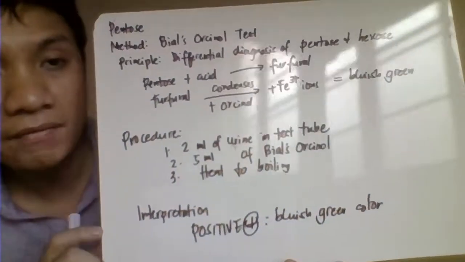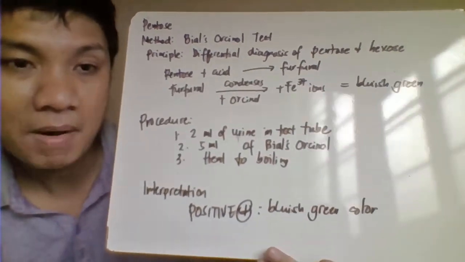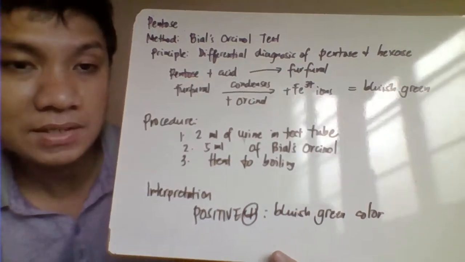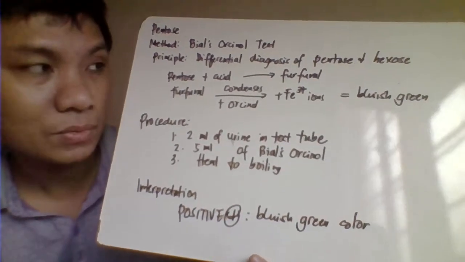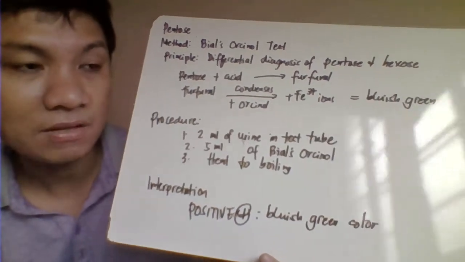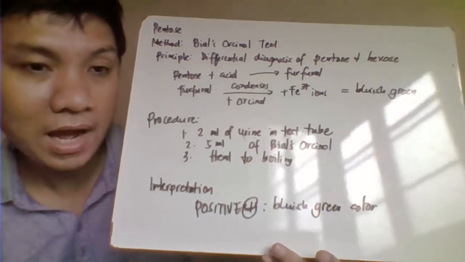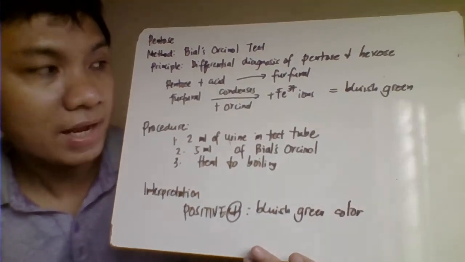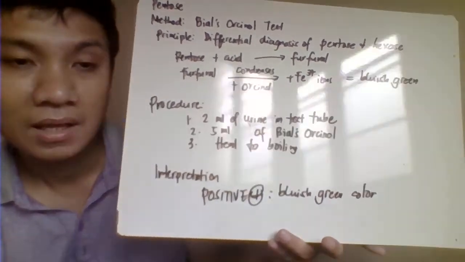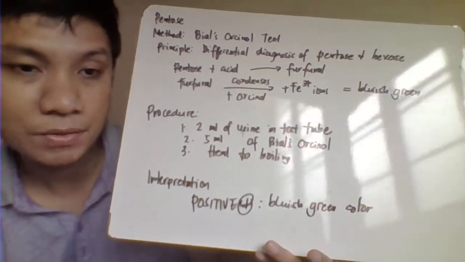Okay, the last one, we have here your test for the pentose sugar, the 5-carbon sugar. This is your Bial's orcinol test that will help us differentiate between pentose and hexose. The pentose sugar reacts with acid, converting it to furfural. It condenses with orcinol in the presence of ferric iron. That would eventually produce a bluish green solution.